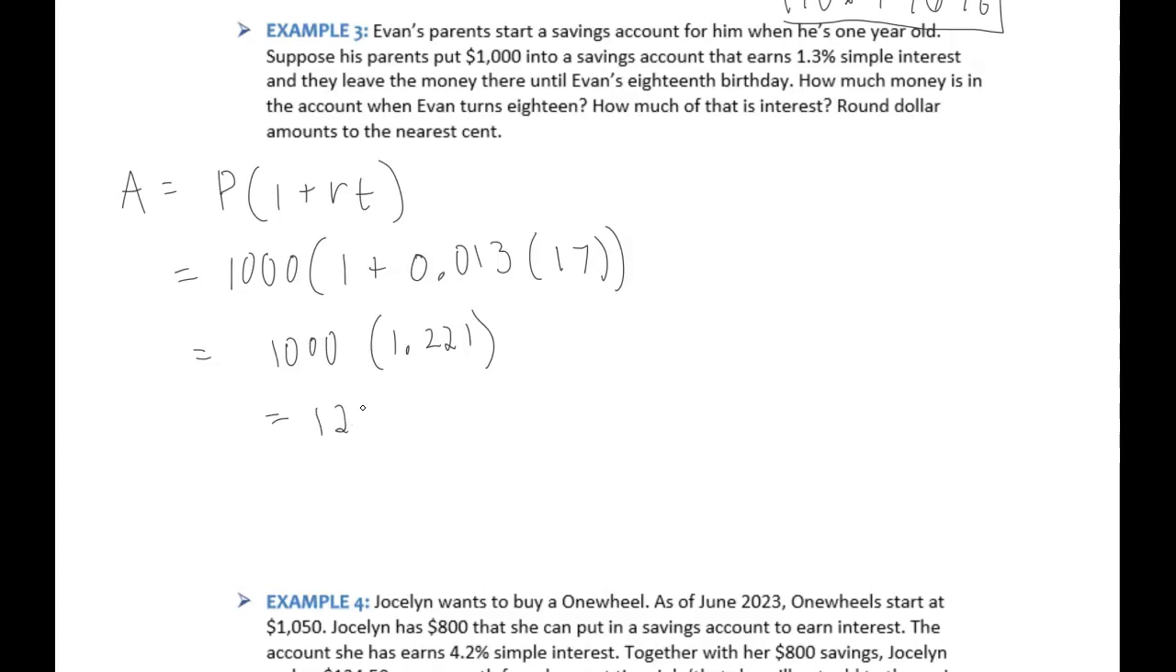And then second, do the multiplication. So that ends up with 1,221. So the amount in the account when Evan turns 18 is $1,221.